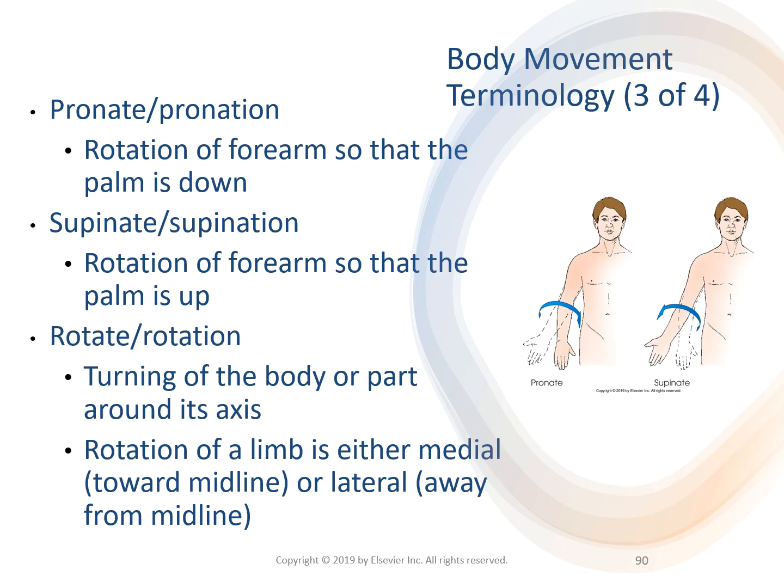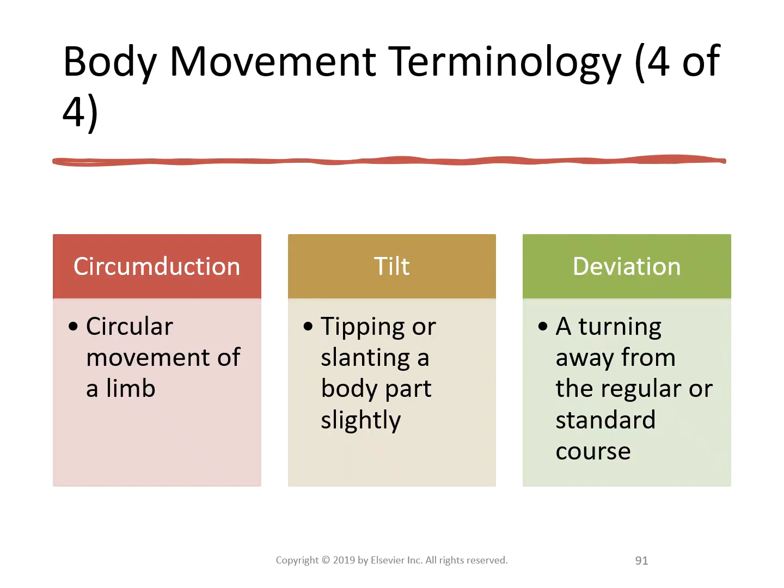Rotation is just turning of a body part. So supination and pronation are special types of rotation. So medial and lateral, or internal and external, are descriptors of rotation. Supination is a lateral rotation. Pronation is a medial rotation. Circumduction is circular movement of a limb. See the Pete Townsend slide when we covered ball and socket joints.